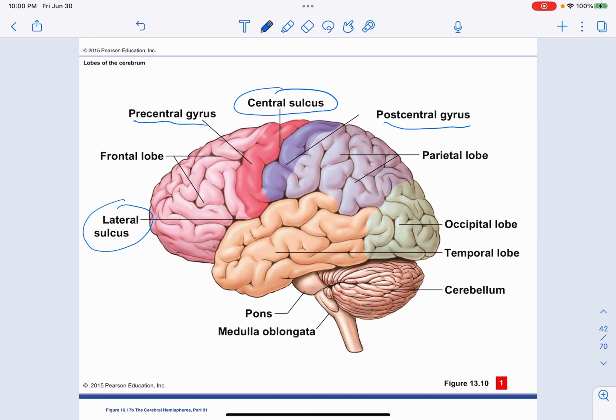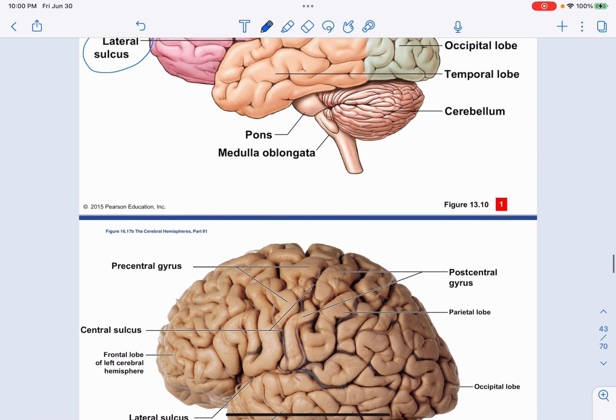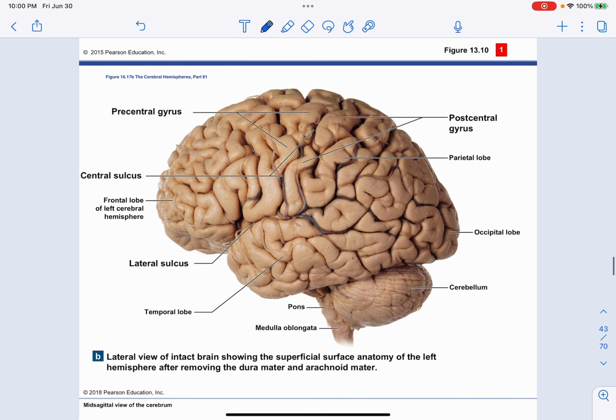Before I explain the functions of all of that, I want to show you these structures on a real brain, because we will be doing a dissection on the real brain. The central sulcus is a little bit hard to see, but you can see it here. You can make out the lateral sulcus here. And then in front of the central sulcus, you have the precentral gyrus, and behind it the postcentral gyrus.